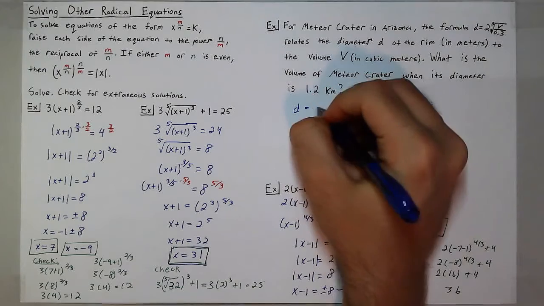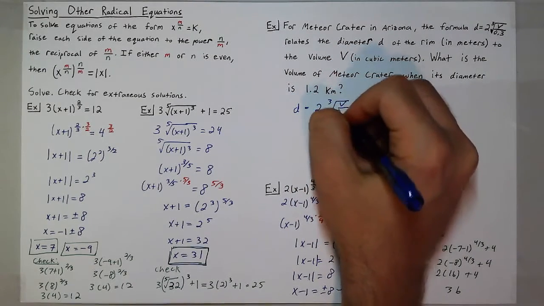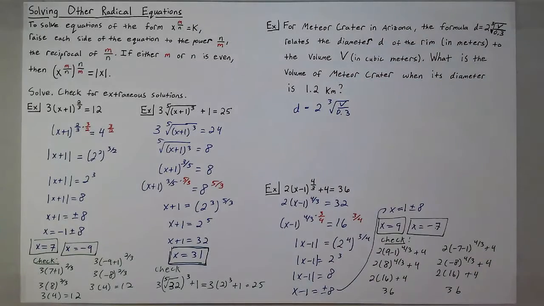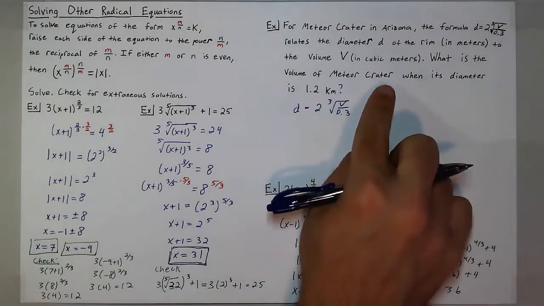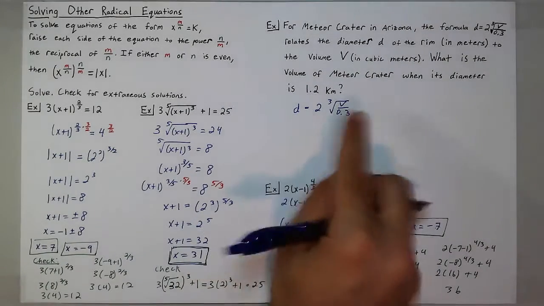is equal to 2 times the cube root of V over 0.3. It relates the diameter of the rim, D, to the volume in cubic meters of the crater. So what is the volume of Meteor Crater when its diameter is 1.2 kilometers? So we know the diameter, but we were looking for the volume.